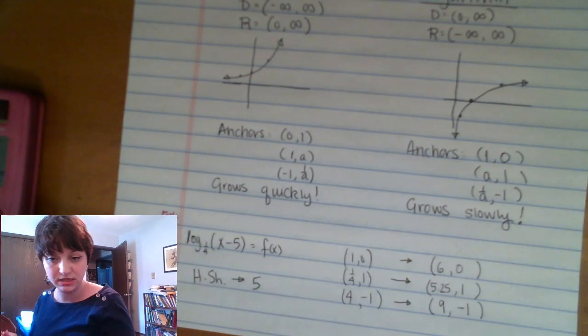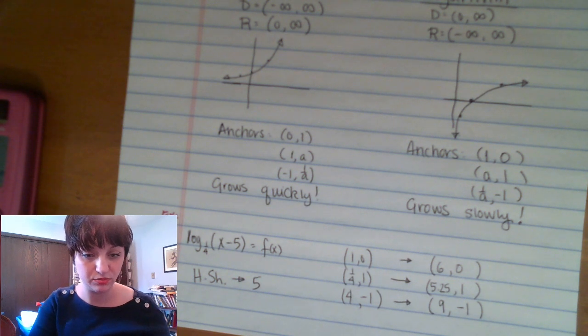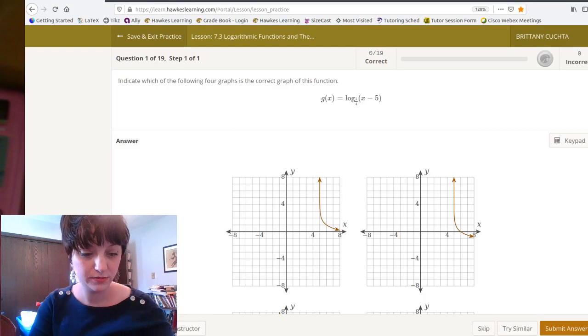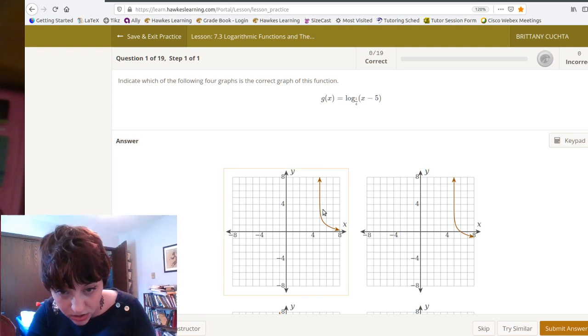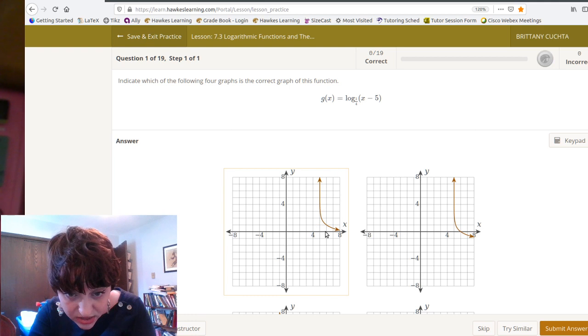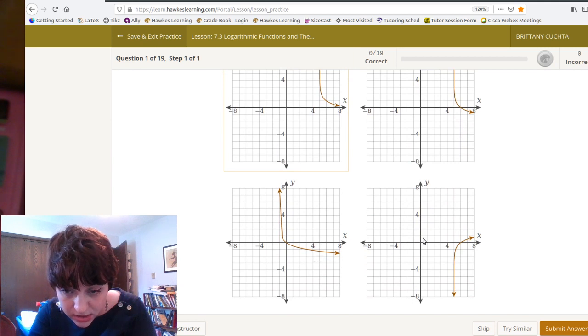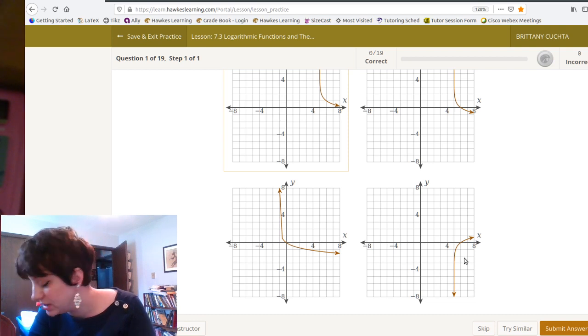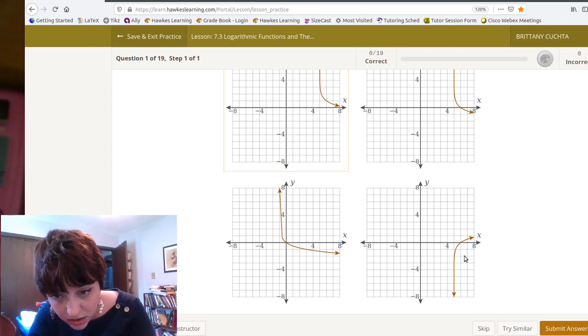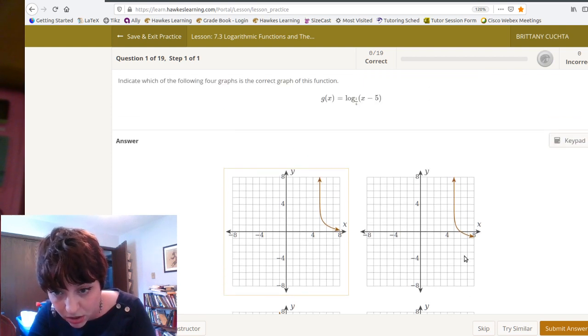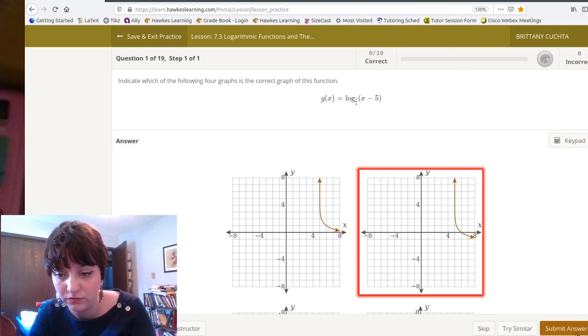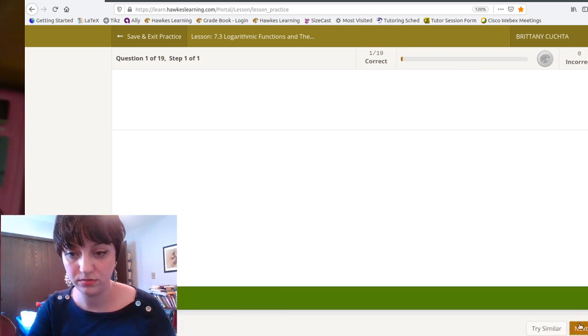So I would start with 6, 0, see which one has the point 6, 0. Which, when I look, the first one does not have 6, 0. The second one does. The third one doesn't, and the fourth one does. So it has to be one of these. And it also needs to have the point 9, -1. So this one, right? Because as this is going towards 9, it's getting more negative. All right, so it has to be this one.